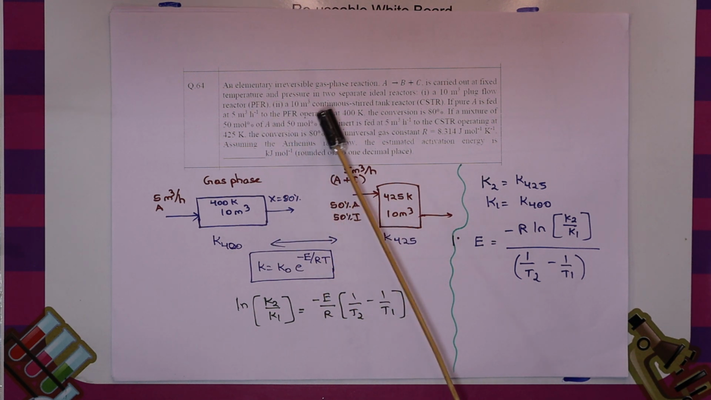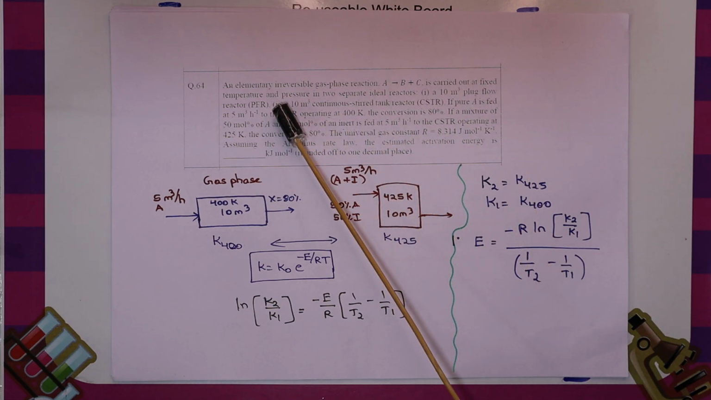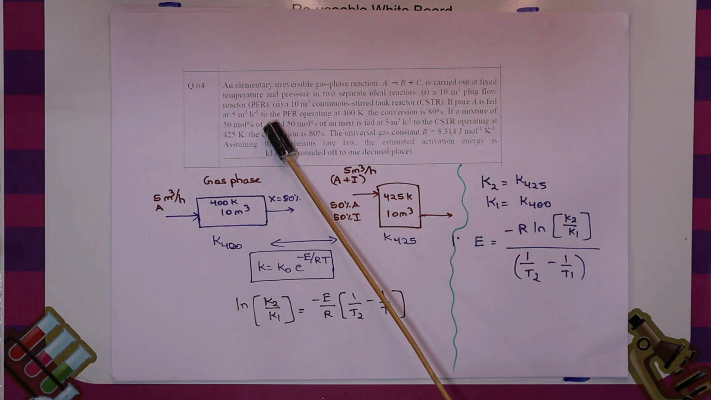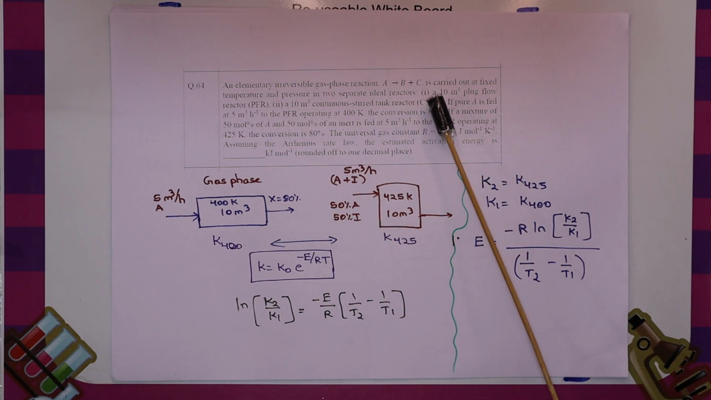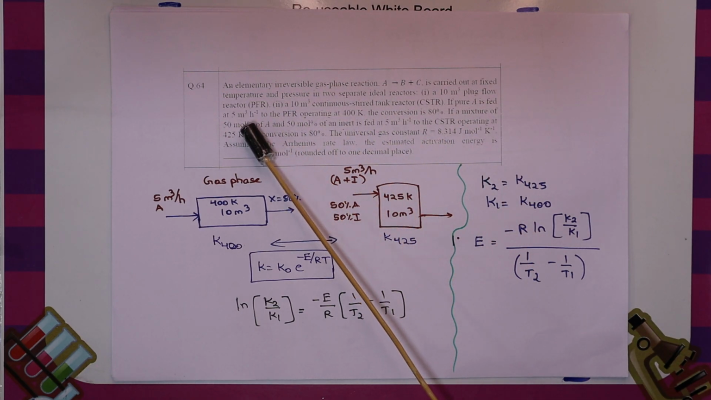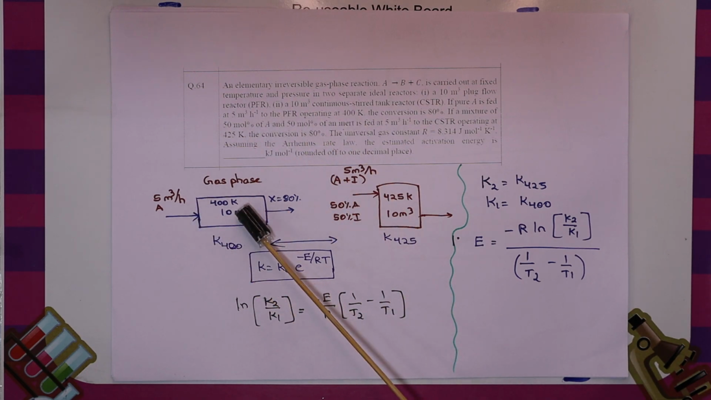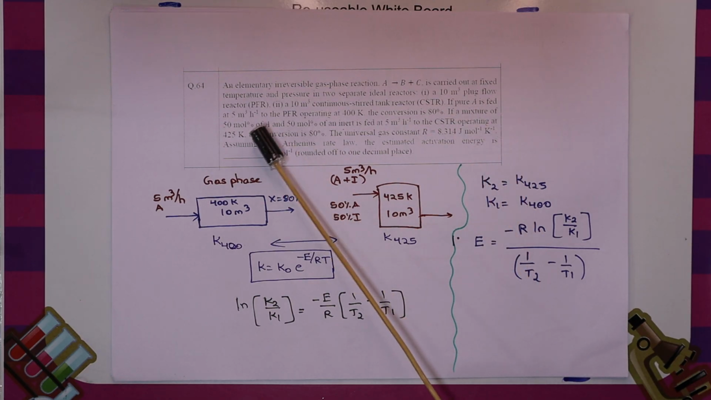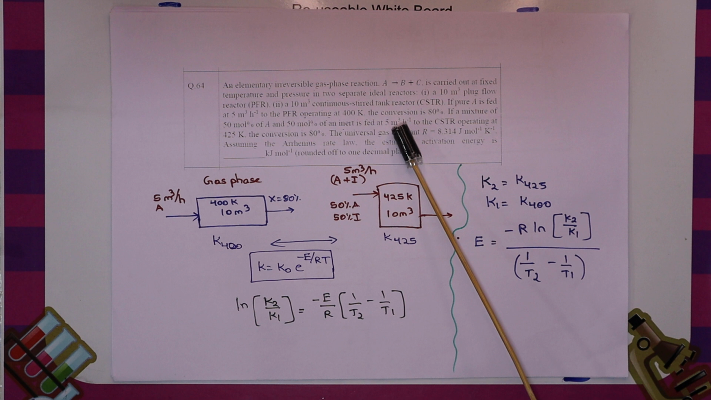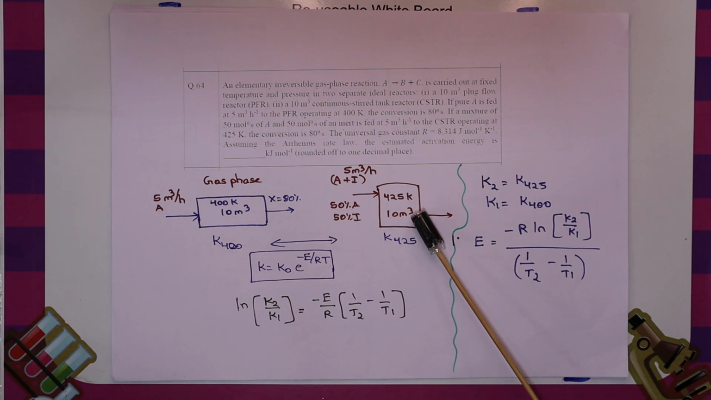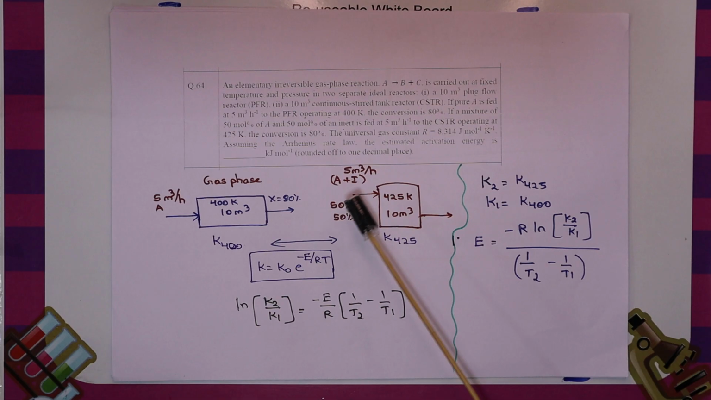An elementary irreversible gas phase reaction is carried out at a fixed temperature and pressure in two separate ideal reactors. One is a plug flow reactor of volume 10 meter cube, and the second is a CSTR of volume 10 meter cube. If pure A is fed at a volumetric flow rate of 5 meter cube per hour to the reactor operating at 400 Kelvin, the conversion they are getting is 80%. If a mixture of 50% A and 50% inert is fed at a flow rate of 5 meter cube per hour to the CSTR operating at 425 Kelvin with reactor volume of 10 meter cube.